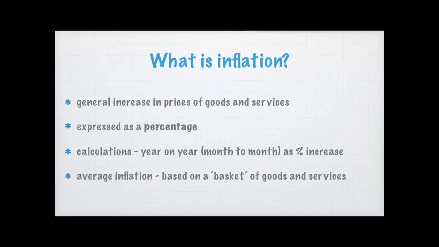It is called average inflation because the value is determined by the average increase in a basket of goods. Now, it's not really a basket, but a whole lot of items are put together. For example, groceries, clothing, alcohol, tobacco, TV sets, cars, and so on. There are about 1,500 goods and services in this basket.